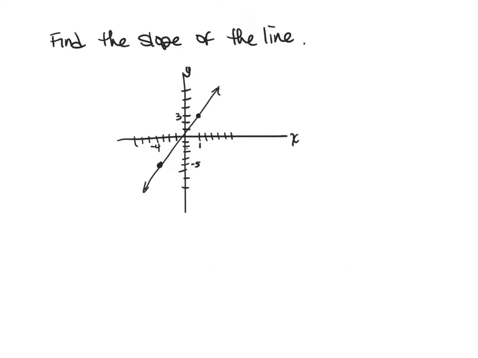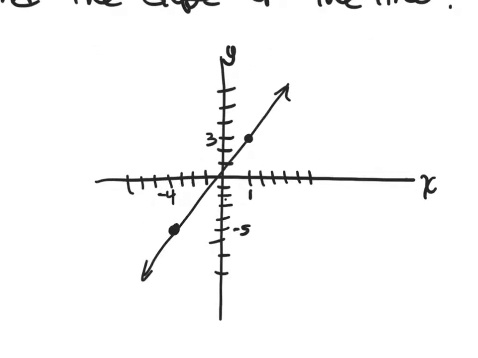Looking at this, I want to know the slope of this line. Well, just by looking at it, is it a positive or a negative slope? Positive. Good. So you already know it's positive. Now, when you're finding the slope of the line, you need to remember that slope is change of y over change of x, also known as rise over run.